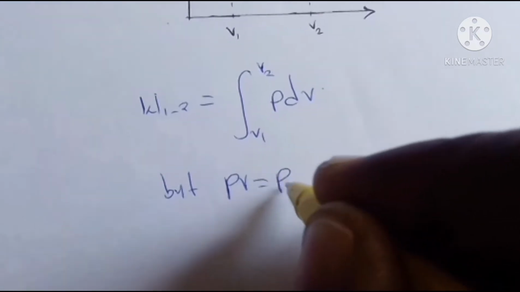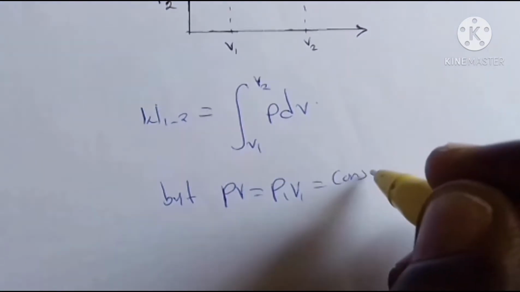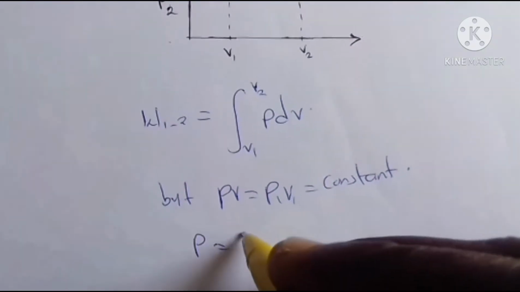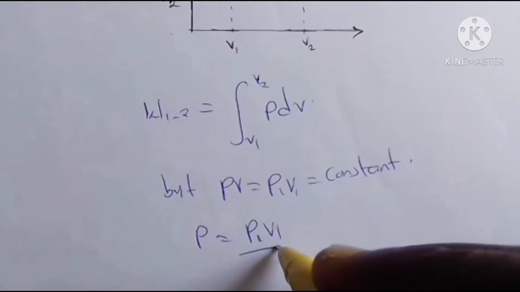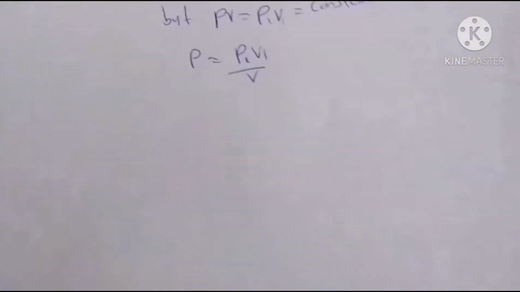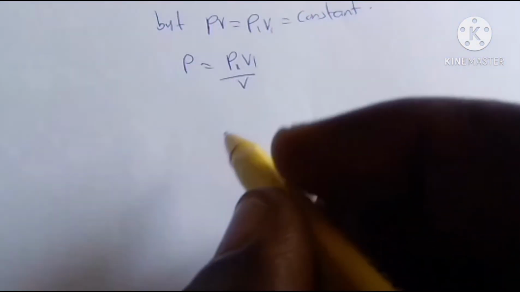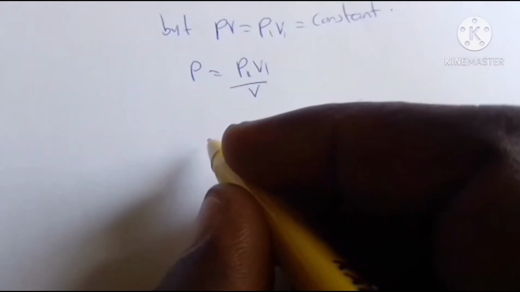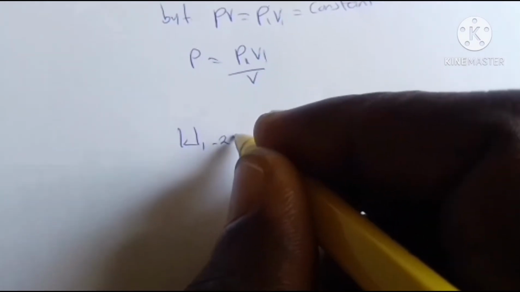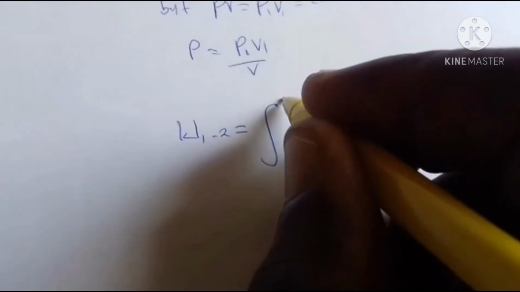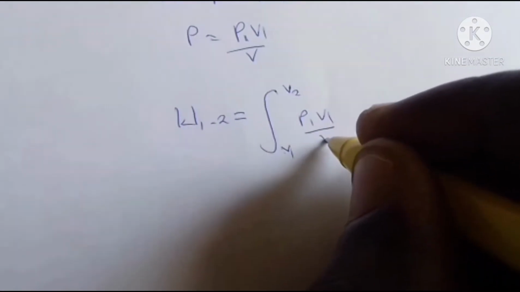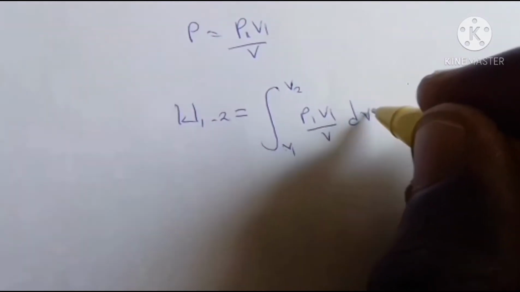But PV is equal to P1V1, equal to a constant. Therefore, P will be equal to P1V1 over V. And therefore, replacing into the work equation from state 1 to state 2, then the integration will be the P1V1 over V, then dV.